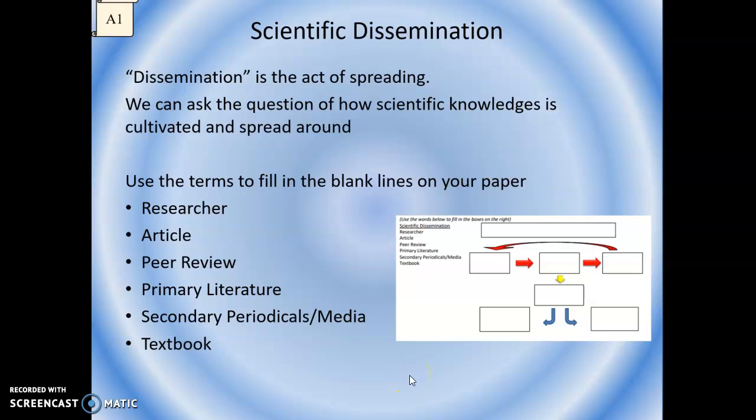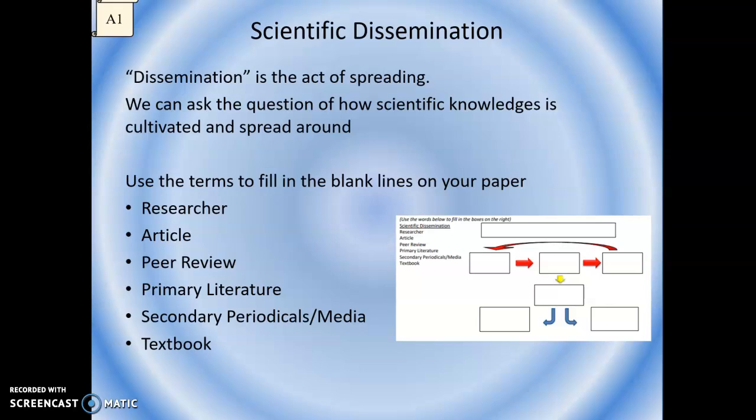All right, and welcome back to the last part of the notes for today. So we're going to finish up with talking about something called scientific dissemination. Dissemination is the act of spreading. So we're going to look at how scientists spread knowledge from one place to the other, how that knowledge is cultivated and spread around.